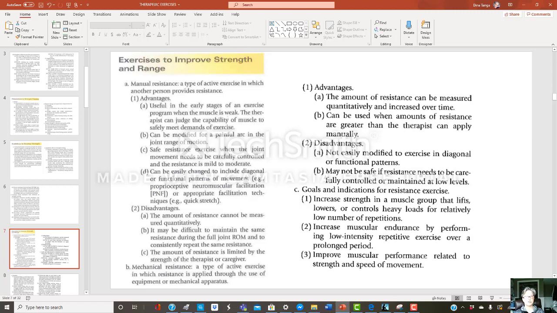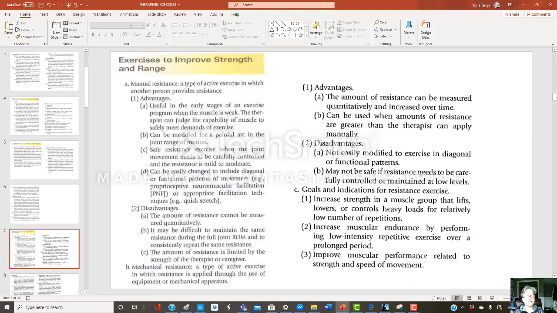Exercises to improve strength and range. Manual resistance, a type of active exercise in which another person provides resistance. Advantages. Useful in the early stages of an exercise program when the muscle is weak. The therapist can judge the capability of muscle to safely meet demands of exercise. Can be modified for a painful arc in the joint range of motion.